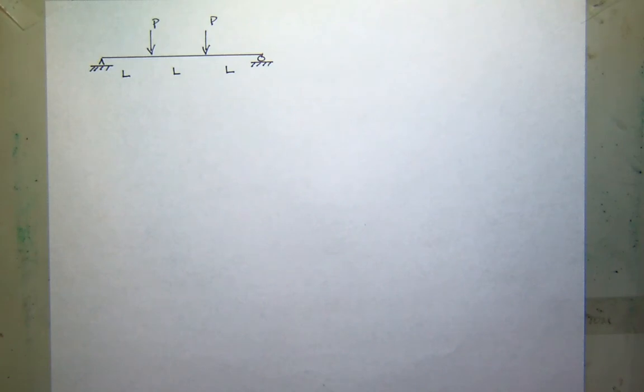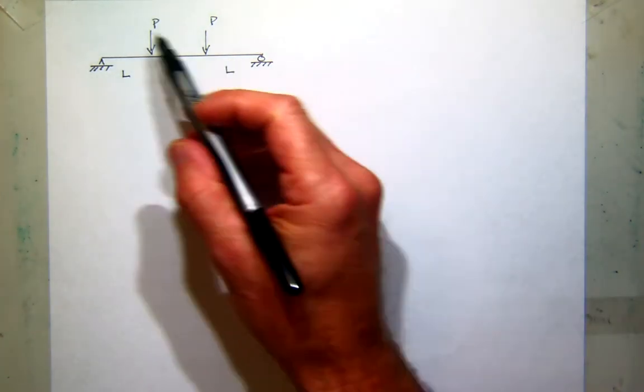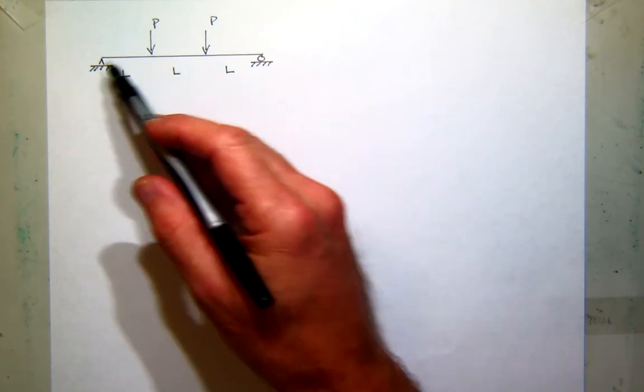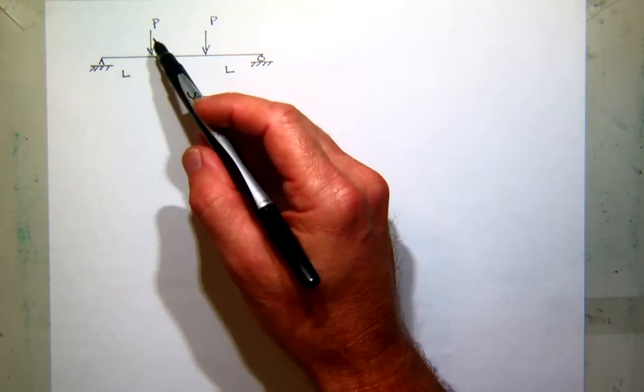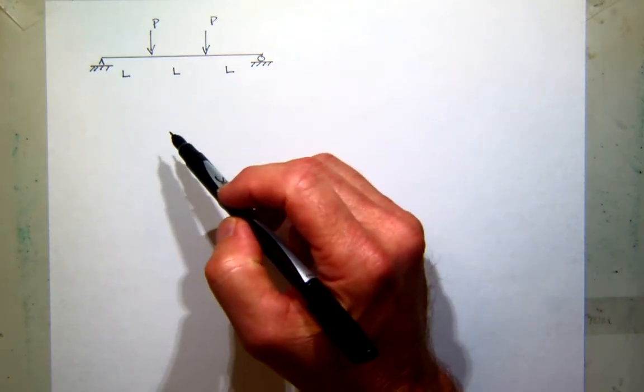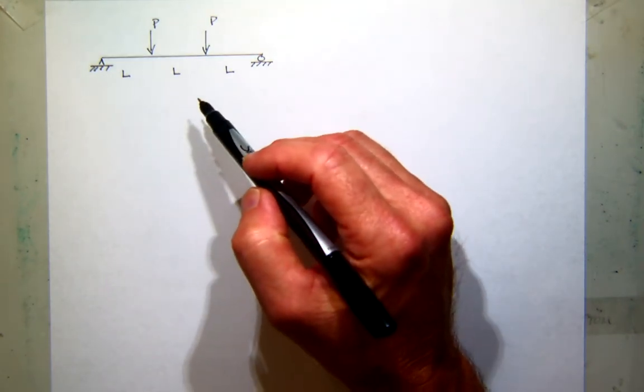All right, so let's start with this problem. Pretty simple problem. I have a simply supported beam, a pin and a roller, with two point loads, P and P, spaced out at third points along the beam. I want to draw the shear force and bending moment diagram.